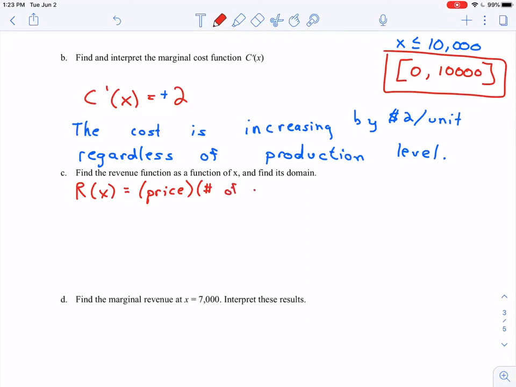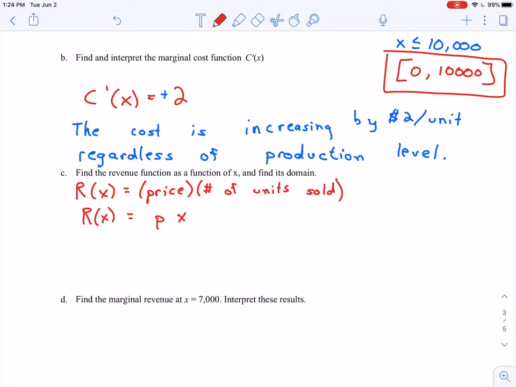Number of units sold here, or the price times the quantity, sometimes we say. So the price, I know that's just P. And number of units sold, or that's the same as the number of units demanded here, that's x. So my revenue function, r of x, is P times x. This would be a good formula to memorize because it will be one that we reference pretty often in this class. So the revenue is always P times x.